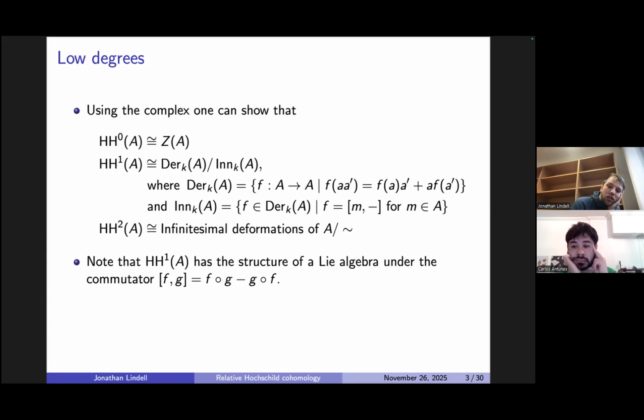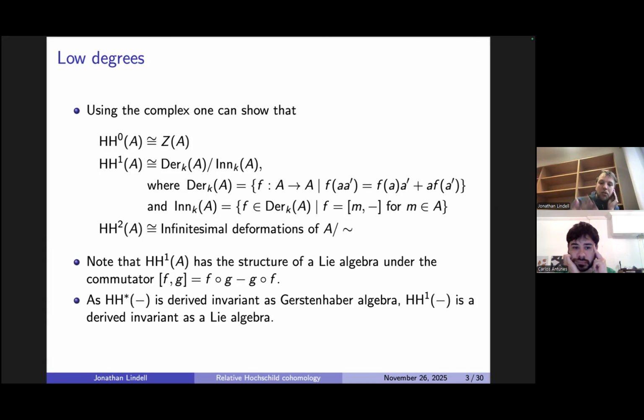And in general, it was shown by Gerstenhaber that you have a more general structure, called the Gerstenhaber algebra, in Hochschild cohomology, extending this Lie bracket. And then it was shown by Keller that this is a derived invariant together with this Gerstenhaber algebra structure. So in particular, if we're interested in HH^1 and its Lie algebra structure, this is a derived invariant as a Lie algebra.